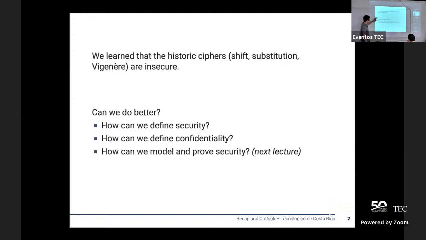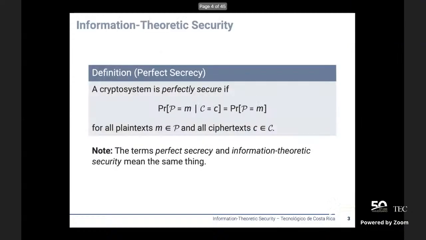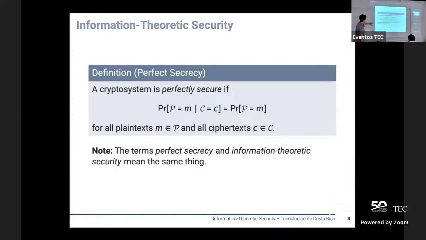But so far, we will first define how we can define security and what it means for something to be secure. So I'll just give you directly a definition of perfect secrecy. That is basically what it means to have a crypto system which is perfectly hiding the underlying message. And what does the definition actually say? It says a crypto system is perfectly secure if, and then the formula exists for all plaintext and for all ciphertext. So let's have a look at the formula.